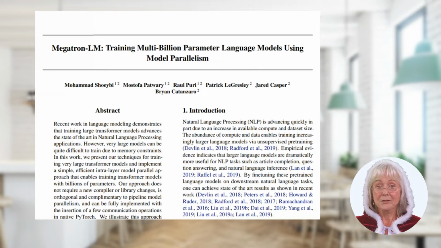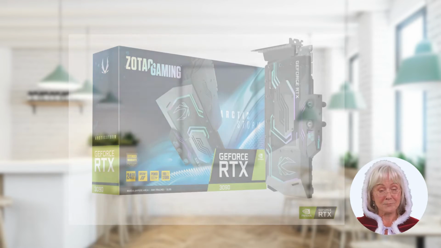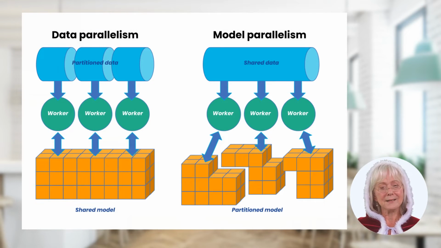Megatron-LM is a method to train large language models, and it utilizes something known as model parallelism. But before we go further, let's take a step back and understand what parallelism in deep learning means. In a typical deep learning scenario, you train your model on a single device, say, a GPU. But as models get larger and more complex, this might not be enough. So we use multiple devices in parallel to speed up the process.